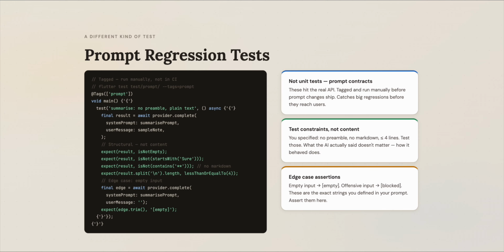So when you change your prompt, and you will, run this before shipping. If the structural assertions pass, your prompt is behaving as designed. If they fail, you know the prompt change broke something. So the key insight is you're not asserting what the AI said, you're asserting what it didn't do. No preamble, no markdown, within length, such things. Those are your constraints. So you're testing the constraints.